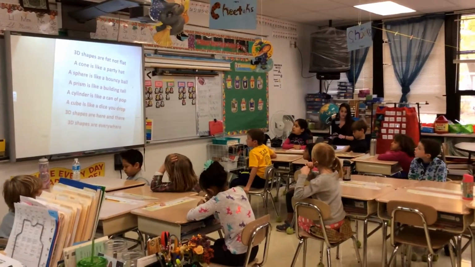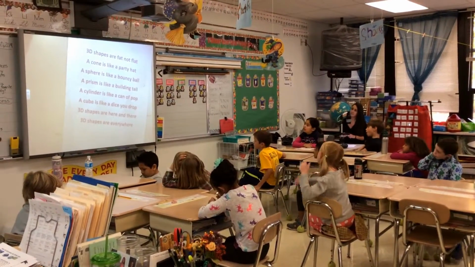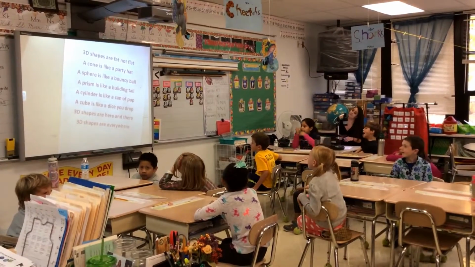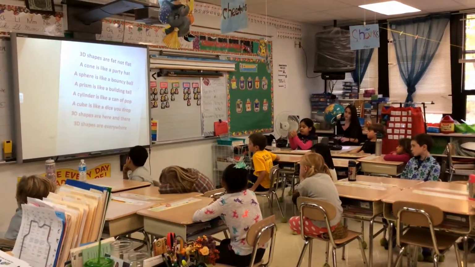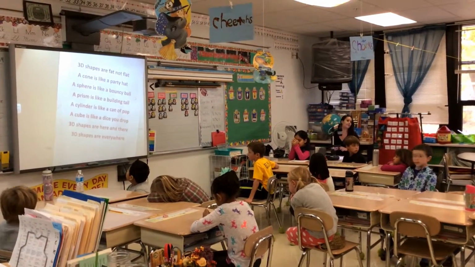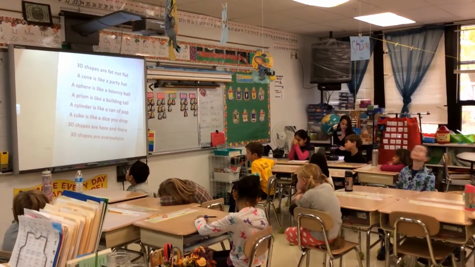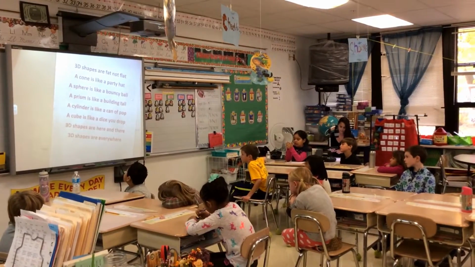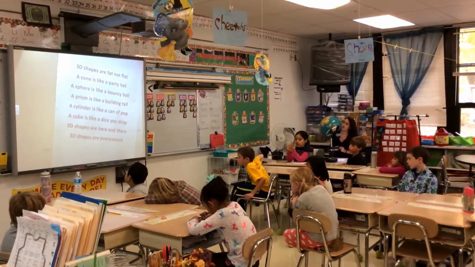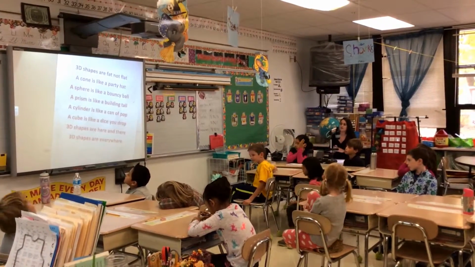3D shapes are fat, not flat. A cone is like a party hat. A sphere is like a bouncy ball. A prism is like a building tall. A cylinder is like a can of pop. A cube is like a dice you would drop. 3D shapes are here and there. 3D shapes are everywhere. So now as a whole class, I want us to reread it.